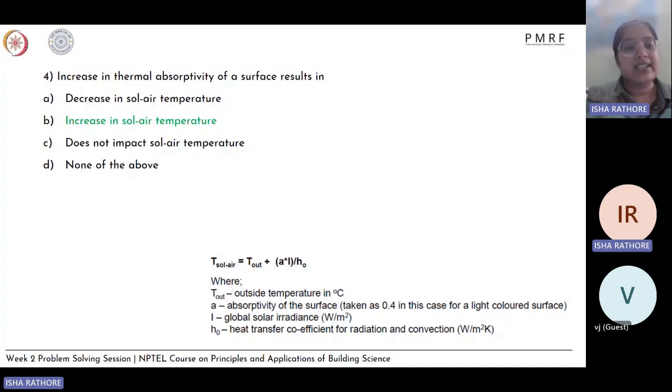So all of these factors are directly proportional to sol-air temperature. So sol-air temperature is T out plus absorptivity into the global solar irradiance divided by h naught, the heat transfer coefficient outside. So if you increase the outside dry bulb temperature, sol-air temperature will increase. If you increase absorptivity, sol-air temperature will increase. If you increase the global solar irradiance, sol-air temperature will increase. All these three terms are directly proportional. So any increase in any of these terms is going to increase the sol-air temperature. So the correct answer is B, which is increase in sol-air temperature.